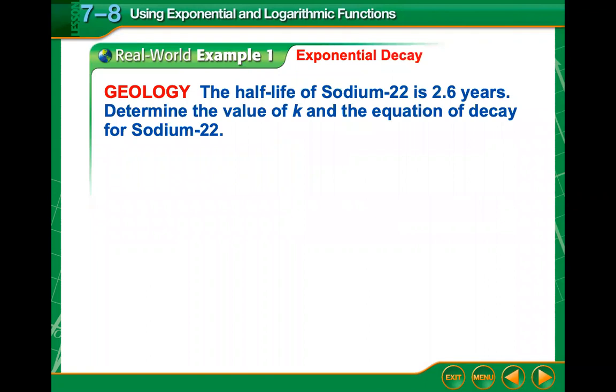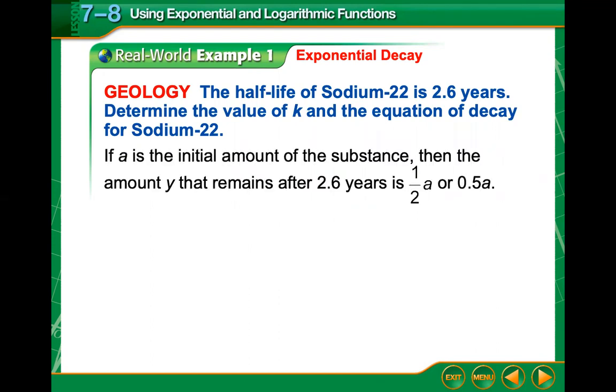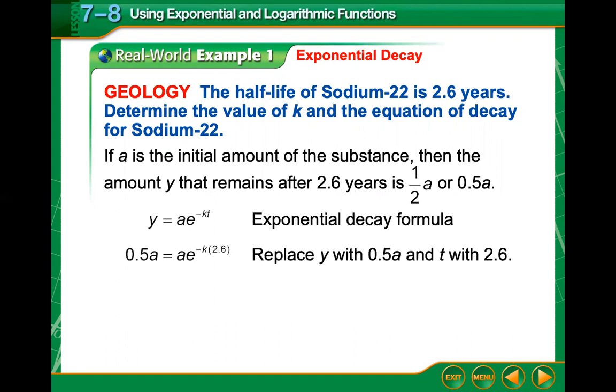So if we're looking at the half-life of sodium-22, which is 2.6, meaning that it takes 2.6 years for half of it to disappear, we can find the value of k in the equation of exponential decay. Since we don't really know the initial amount, we're just going to say A. And we know that what's left over is half of A. So we can do 0.5A equals A, but when you divide each side by A, you get 0.5.